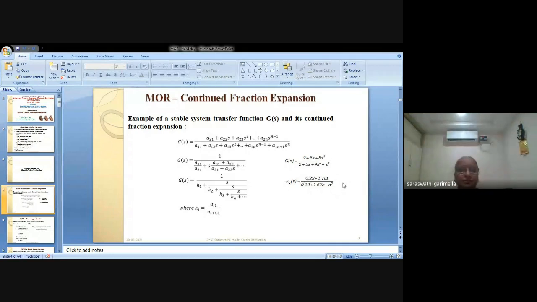Then they said if you take directly like this, then there is a chance to get unstable models for an original stable system. Because if it is a stable system, you have to get a reduced model as stable only. If it is unstable, then you have to get unstable only. Because you are replicating the original one, whatever may be the characteristics of the original system, the main characteristics should be retained in the reduced order model.